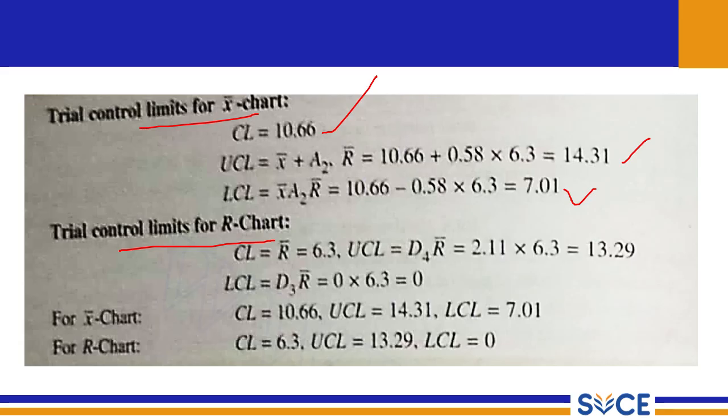Now for the trial control limits for the R chart, we have the formula: the lower control is D3 into R bar, and the upper control value is D4 into R bar. D3 is 0, so the lower control will be 0. The D4 value is given and the R bar is given, so we can multiply and find this. From this we can arrive at the upper control, lower control and center line. So from this we are able to draw the graph.